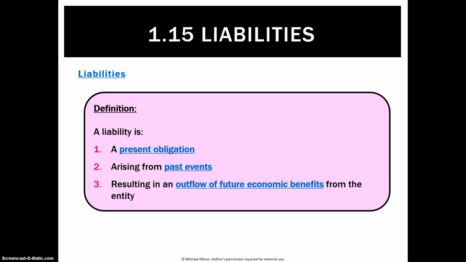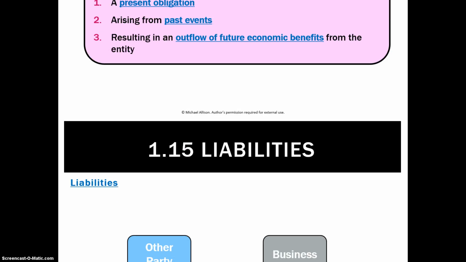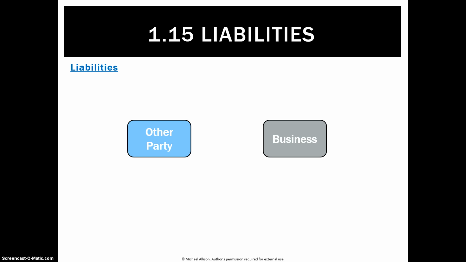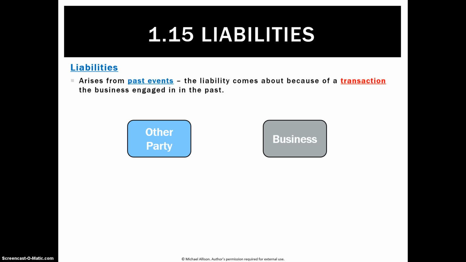So in relation to the definition of an asset, you can see the second part, arising from past events, is the same, and the third part, which for an asset was resulting in an inflow of future economic benefits, for a liability we simply change that to an outflow of future economic benefits. Going through those parts by way of an explanation.